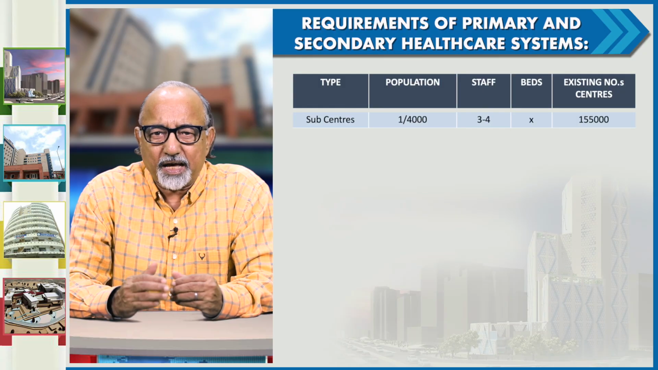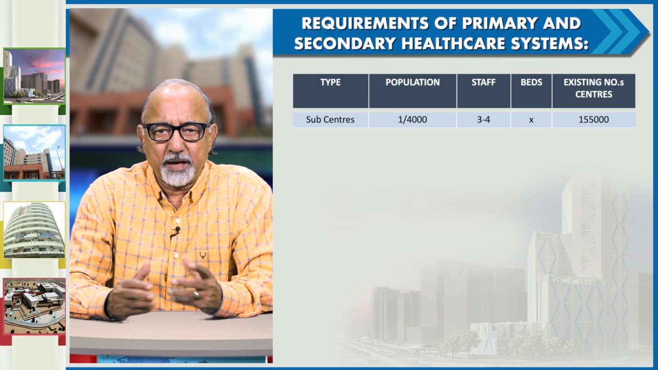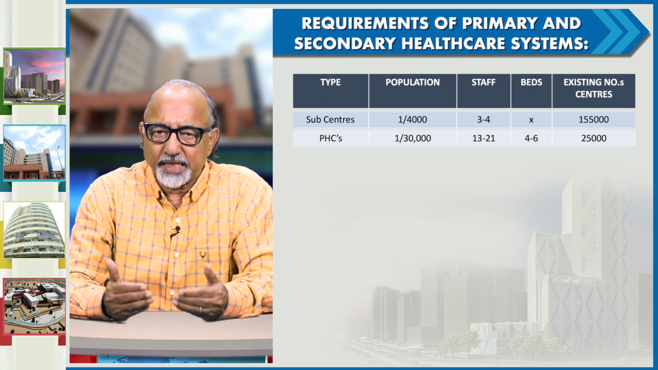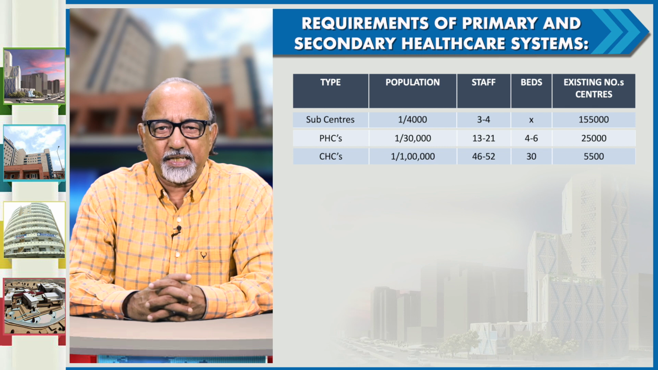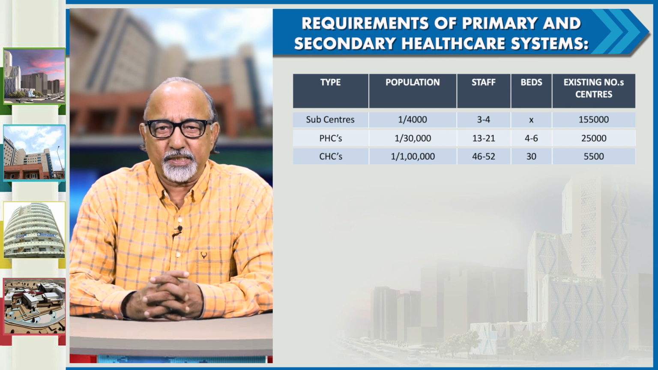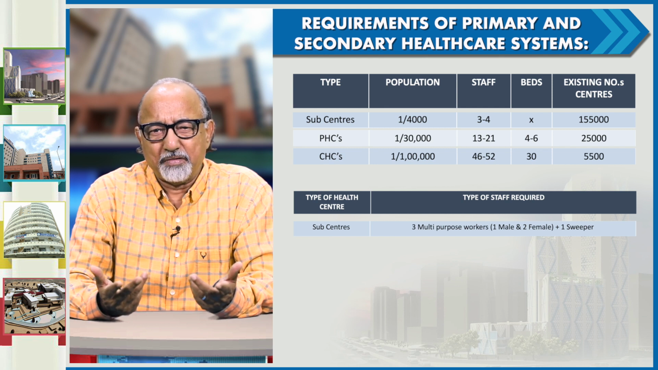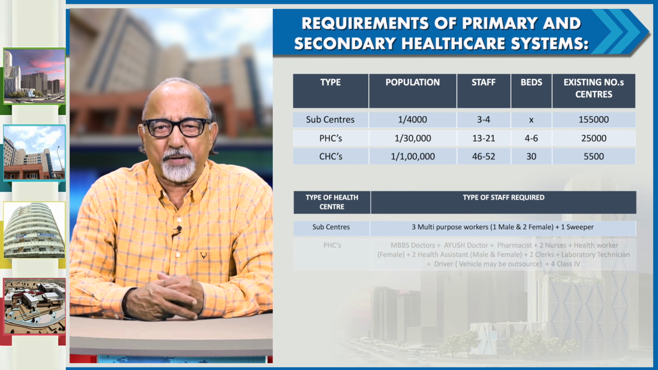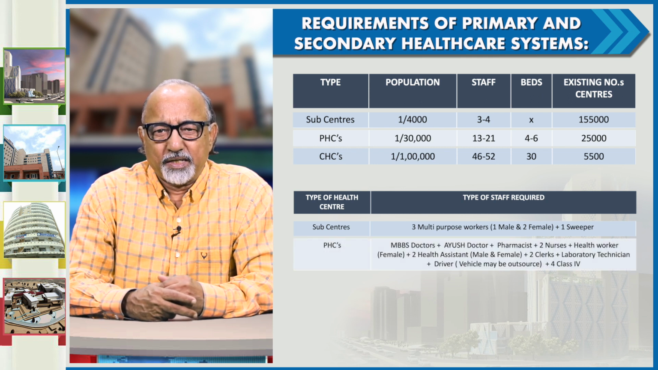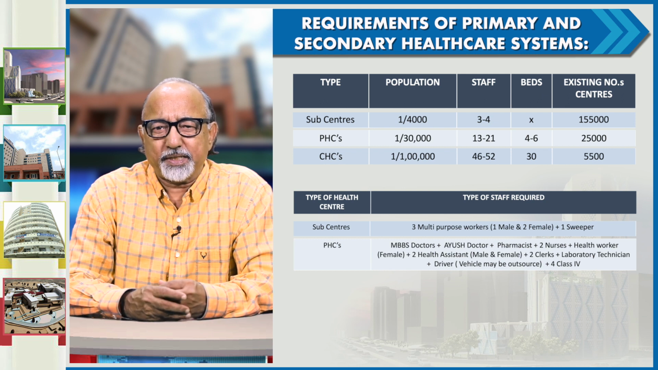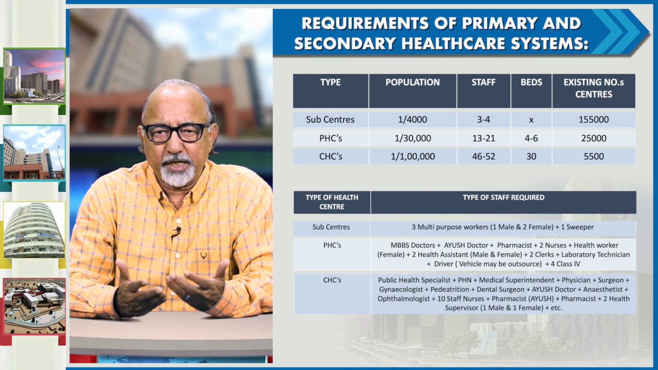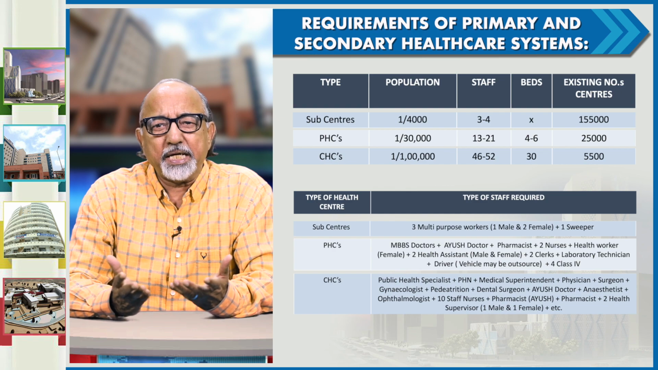Then we have sub-centers, primary health centers, and community health centers. Sub-centers are 1 for 4,000 population, primary health centers are 1 for 30,000 population, and a community health center is 1 for 1 lakh population. We have in a sub-center a staff of 3 to 4 people. We have no beds at the sub-center level. A primary health center could have 13 to 21 staff members and could have 4 to 5 beds. A community health center would have 40 to 50 people and it could have 30 beds.